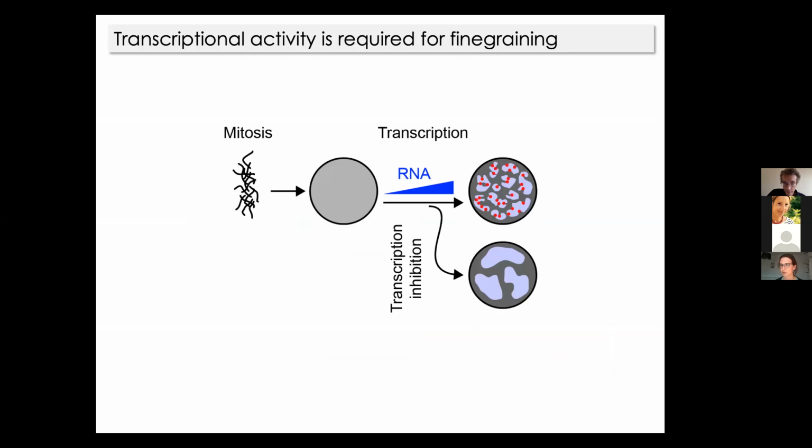Okay, so I've put that also here in that schematic. If we inhibit transcription, we see a segregation of DNA and RNA still, but the domains become more coarse-grained. And so this observation led us to think that perhaps euchromatin is organized like a microemulsion.